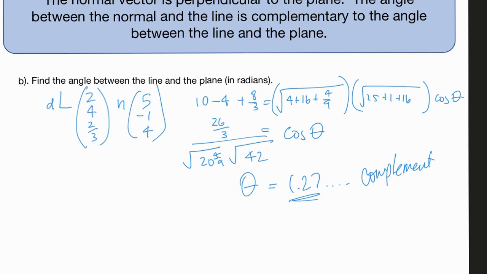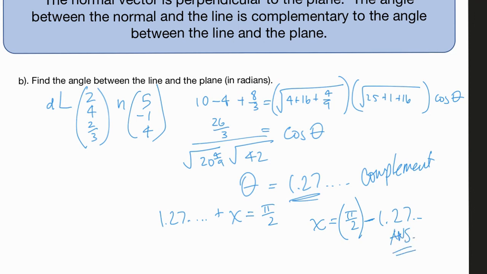Let's write that out. That angle, 1.27 and so on, plus x should equal pi over 2. If you're trying to get x by itself, then x is equal to pi over 2 minus that 1.27 that's already in your calculator. Again, don't round until you have your final answer. So you're going to use your calculator and type in pi divided by 2 minus the answer. There's an answer button on your calculator, and if you round to 3 significant digits, you should get 0.300.